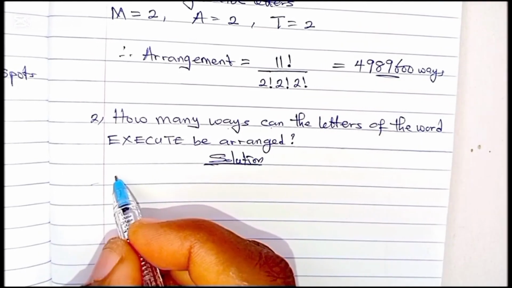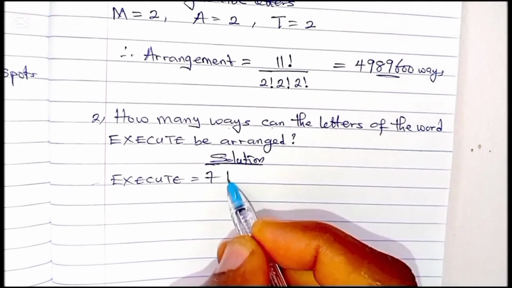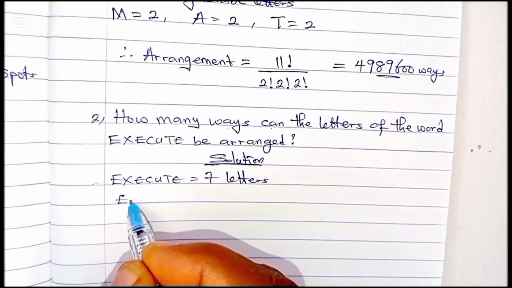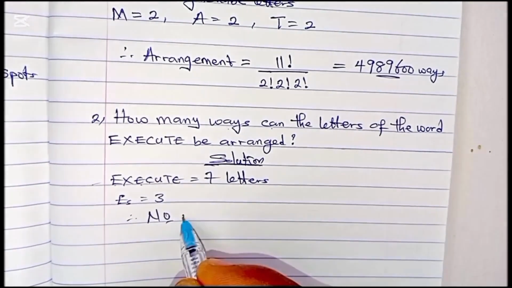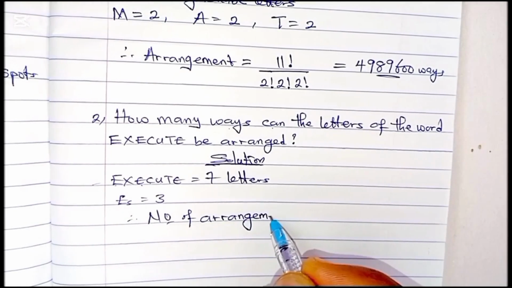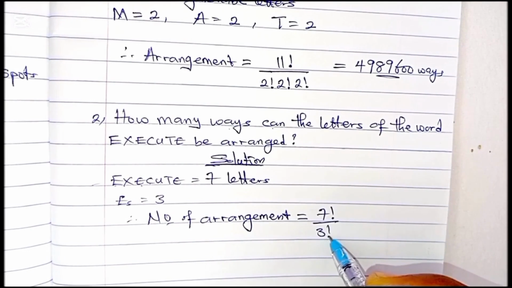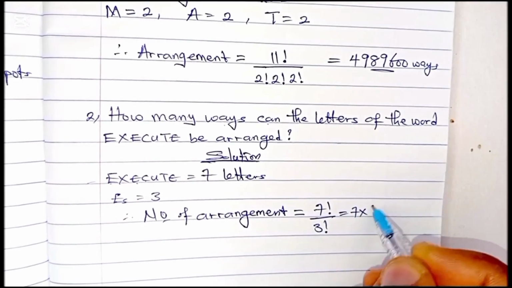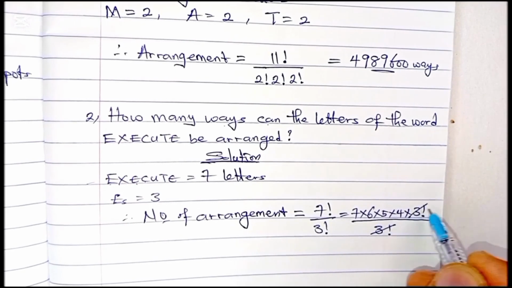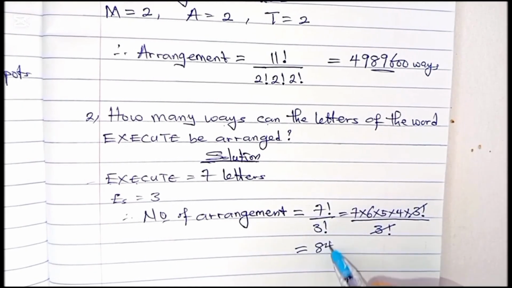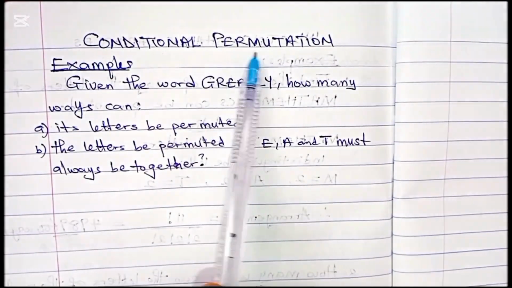How many ways can the letters of the word execute be arranged? Execute has 7 letters and 3 indistinguishable E's. And so in order to arrange this, we get 7 factorial over 3 factorial for the E's that are indistinguishable. At the end of the day, if we expand this and divide through, as we've done earlier, we'll discover the answer will give us 840 ways.